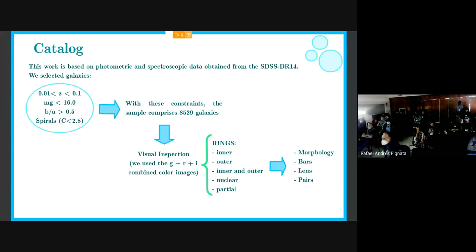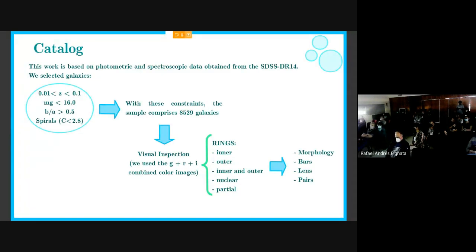Then, via visual examination, we classify these galaxies based on the presence of the ring. For this task, we use the combined color images, and we consider five types of rings, considering inner and outer, nuclear, and partial rings.